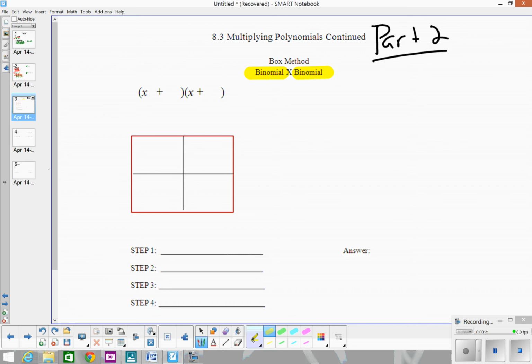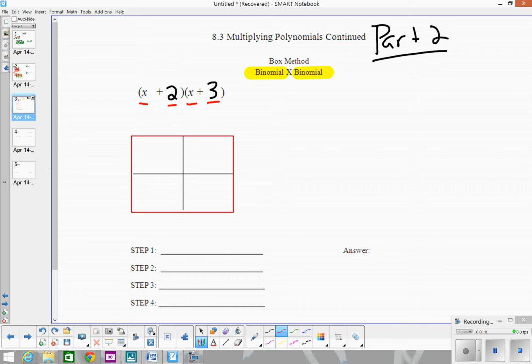So what does that mean? Last section, or part 1, we were working mainly with a monomial times a binomial or trinomial, which is one term times two or three. Now we're going to have two terms times two terms. Well, there's blanks right here, so let's fill that in. Let's do x plus 2, and x plus, let's just say 3.